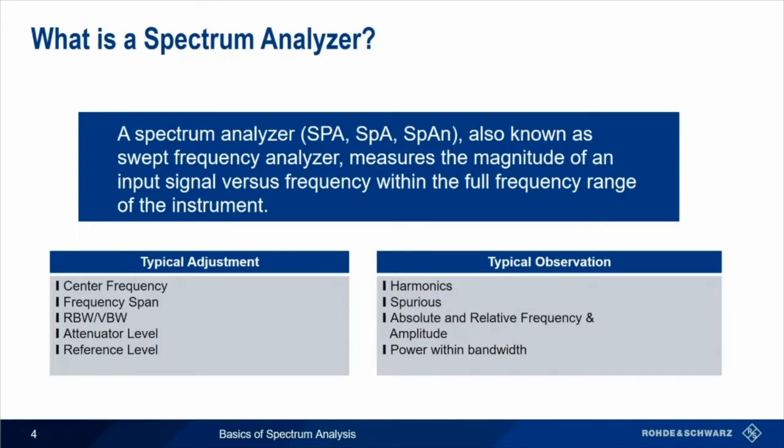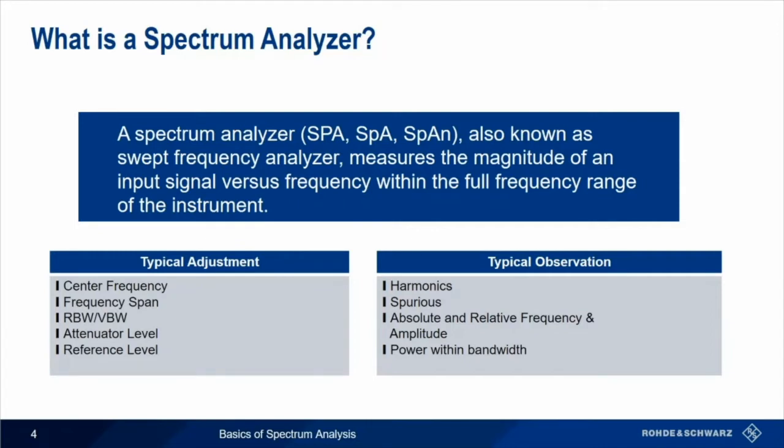In this presentation, we're going to talk about some of the typical adjustments and what those mean. You'll often hear people talk about either center frequency or span. You'll hear people talk about RBW, which is resolution bandwidth. VBW is video bandwidth. We'll talk about attenuator levels and reference levels. All of those things are critical adjustments within the spectrum analyzer itself.